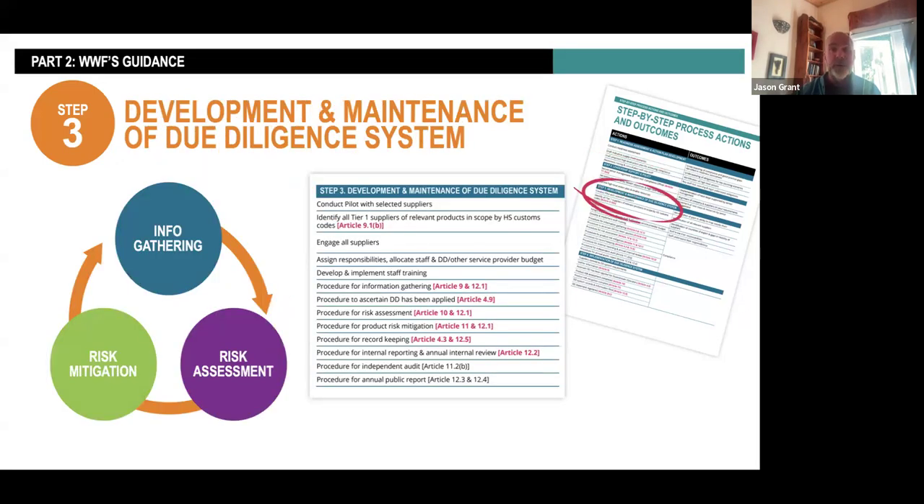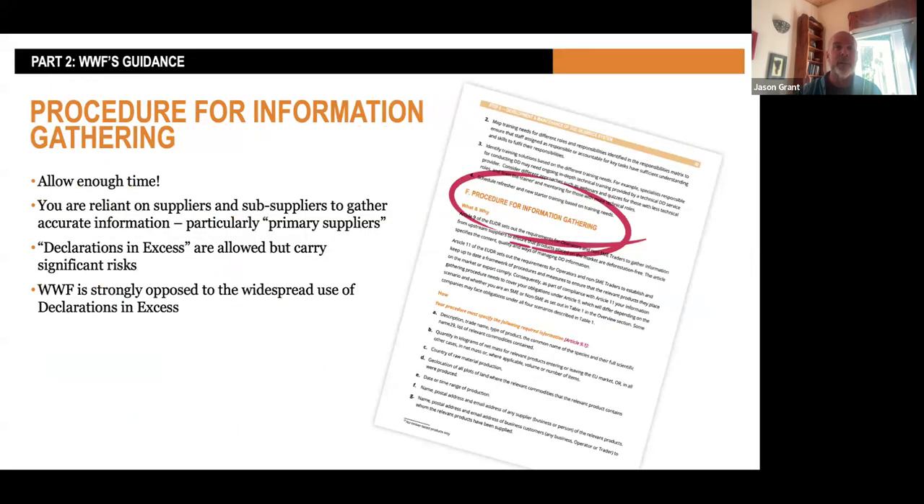The longest section of the guidance is about developing and maintaining a due diligence system. So, there's a bunch of different procedures that clearly need to be included given what's in the regulation. And then we make suggestions that seem logical that aren't actually explicit. So one of those is a procedure for information gathering. Obviously you need to get after this stuff well in advance. I already talked about you being reliant on suppliers and sub-suppliers. This is one that I think is important.